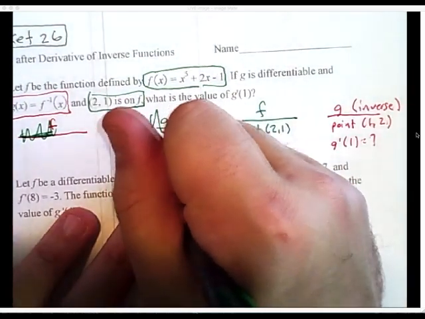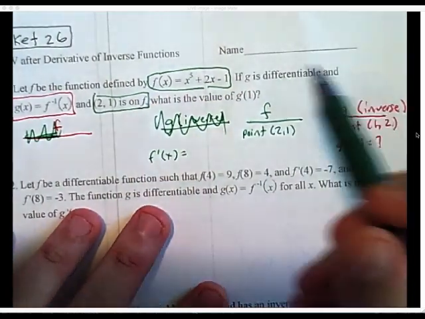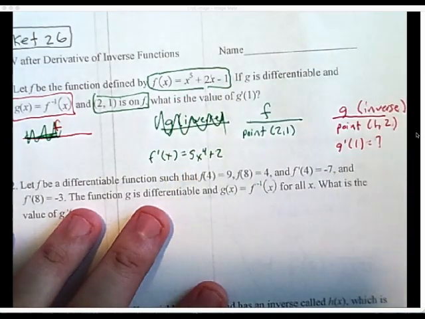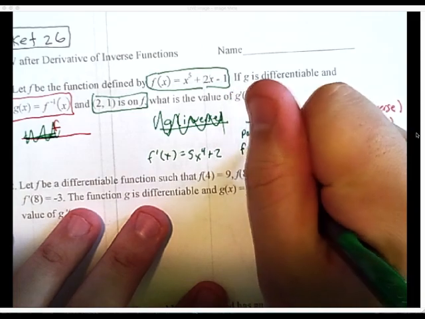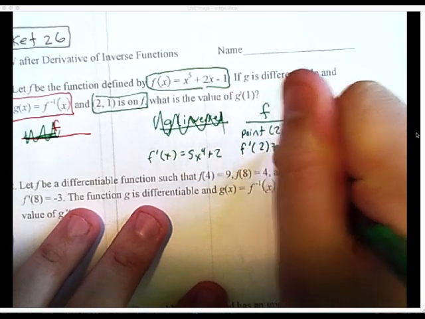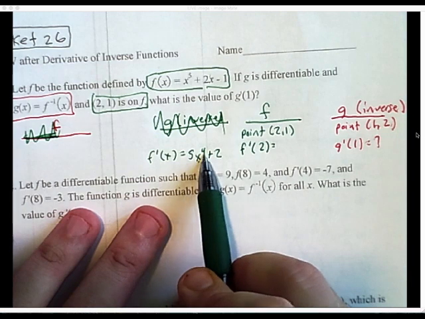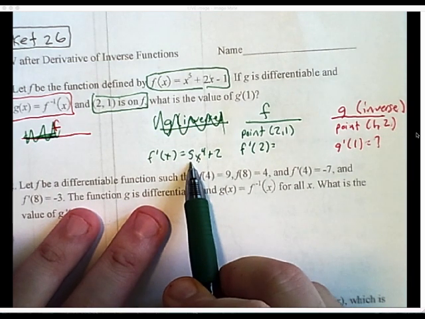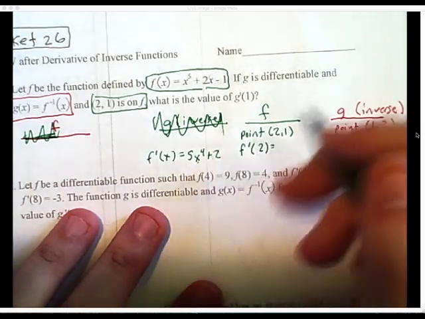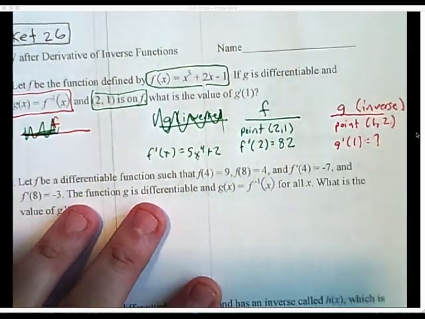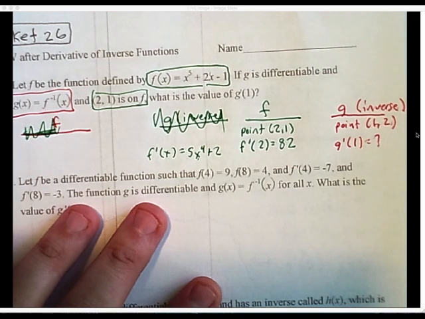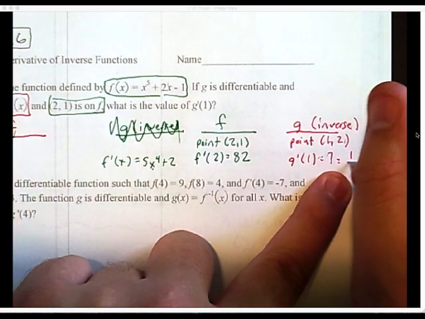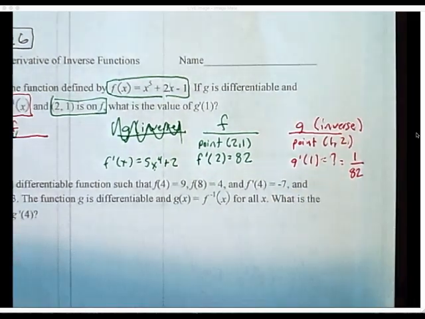So here, f prime of x, take the derivative of that, that would be 5x to the 4th plus 2. Okay, so if I wanted to figure out what's f prime at 2, I would just plug 2 in here. 2 to the 4th, that's 16, times 5, that is 80, plus 2. So the derivative there is 82. What does that mean about this? The reciprocal of 82 is 1/82.